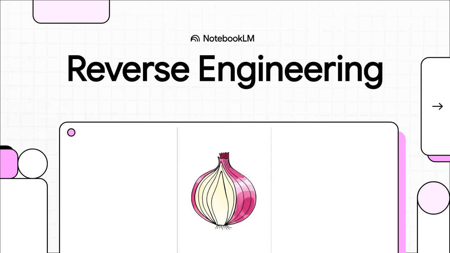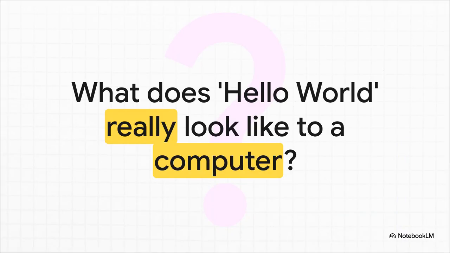All right, today we're diving into the really fascinating world of reverse engineering. We're going to peel back the layers of a computer program to see what's really going on under the hood. And we'll kick things off with the simplest program you can possibly imagine. So, we've all seen the classic Hello World program, right? But have you ever stopped to think about what that simple line of code actually looks like to the machine that's running it? The answer, well, it might surprise you.